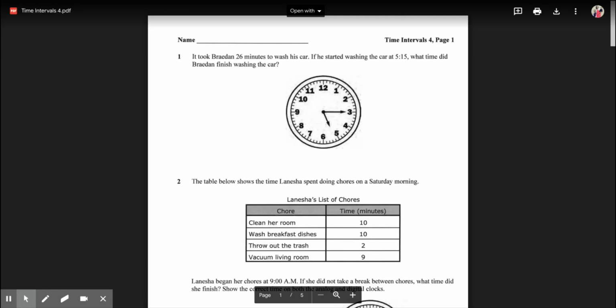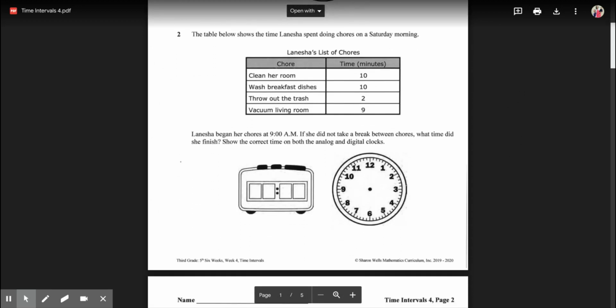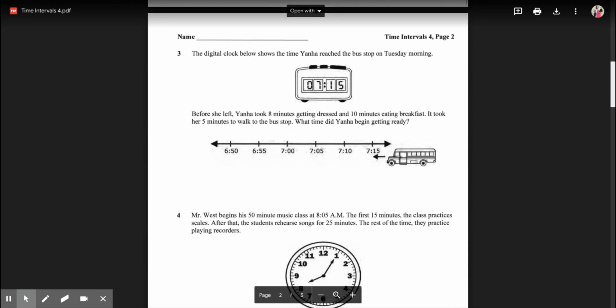Hey guys, this is your assignment for Thursday. We're still working on elapsed time. Today I'm going to work 5 of these problems out with you. So we're going to start with number 3.